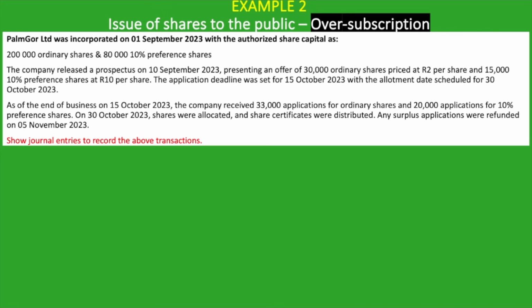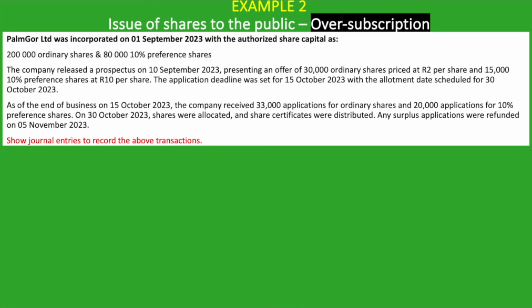Well, if you attempted the question, I'm hoping you knew that you don't pass any journal entry in this case. The date of offer and issue of prospectus, no journal entry is passed, as we had mentioned and explained earlier. So you don't do anything for the 10th of September 2023. What about the application deadline of the 15th of October 2023?